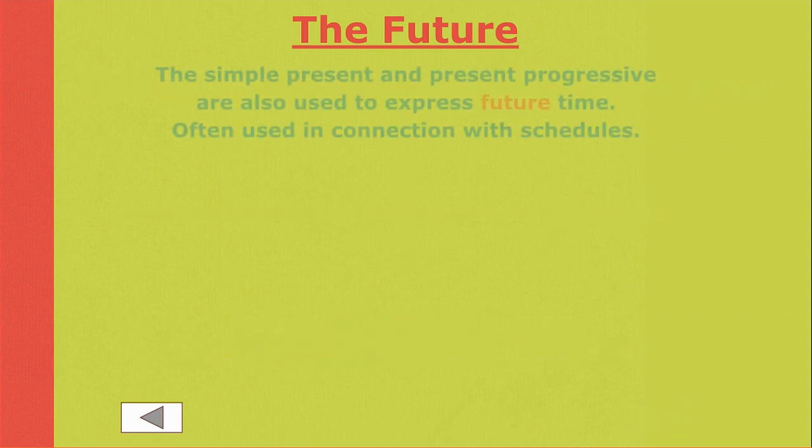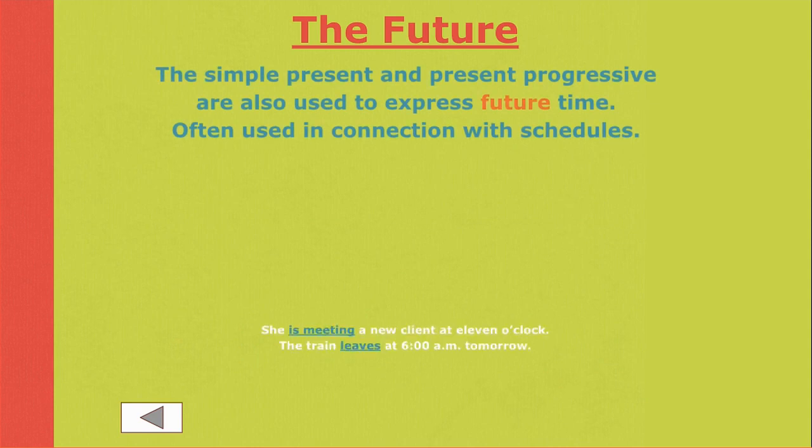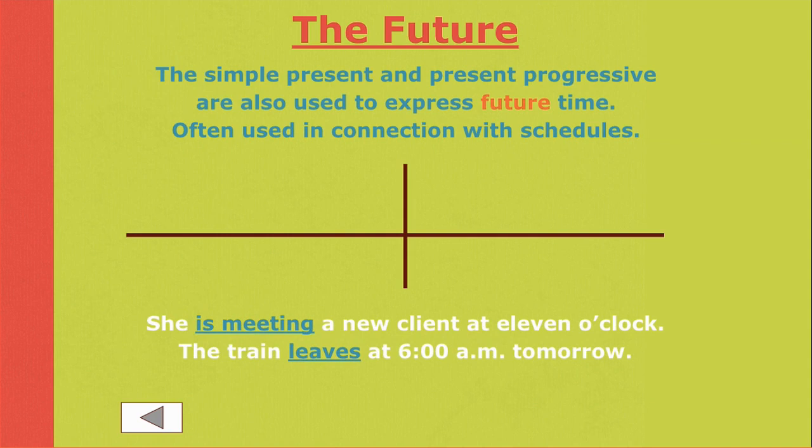The future. The simple present and present progressive are also used to express future time. These are often used in connection with schedules. She is meeting a new client at 11 o'clock. The train leaves at 6 a.m. tomorrow.